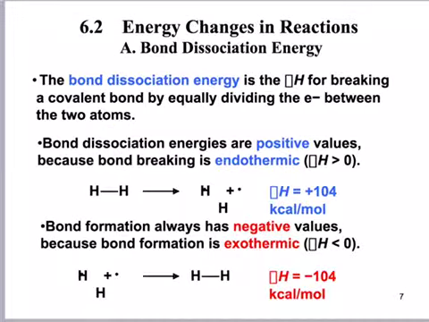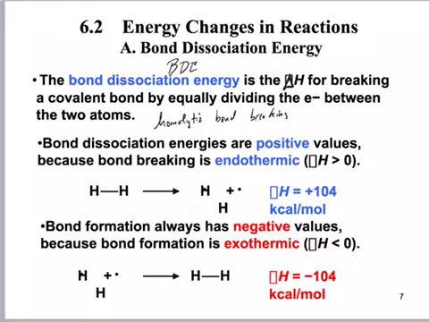Now, these values are what we call the bond dissociation energy, or sometimes I just abbreviate it as BDE. This is the delta H, change in enthalpy, for breaking a covalent bond, equally dividing the electron between two atoms. This is our homolytic bond breaking or cleavage.